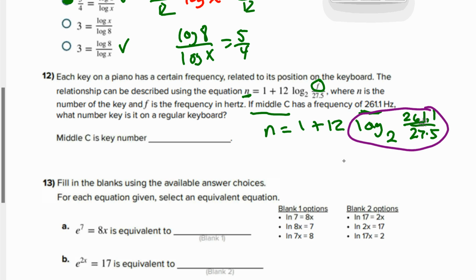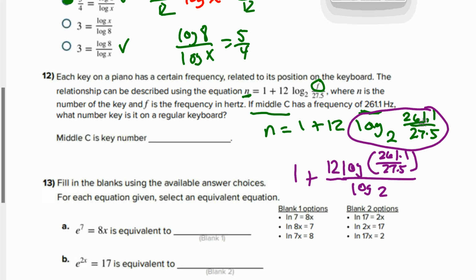So that would be log of this fraction 261.1 over 27.5 divided by log of the base, log 2, and then times that by 12. So if I do alpha link on this, sometimes the 12 will be written up top like that, which is fine. And then plus 1, and we get our answer, which is 39 point something. So if we round that to the 40th, and if you count to the 40th key, you will find middle C there.